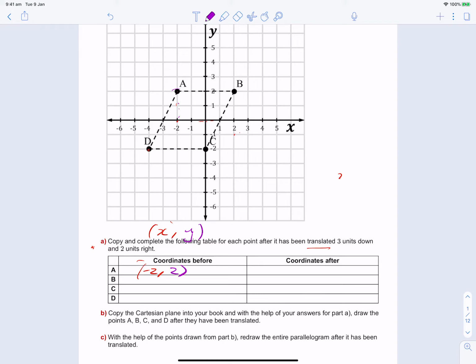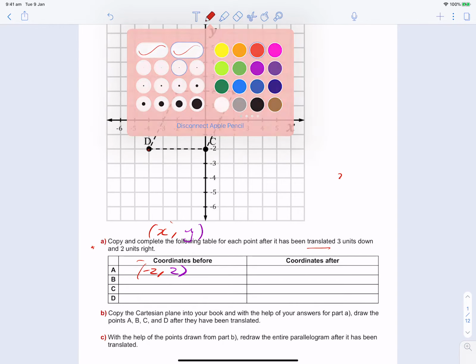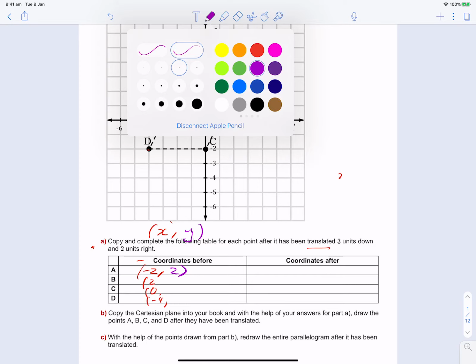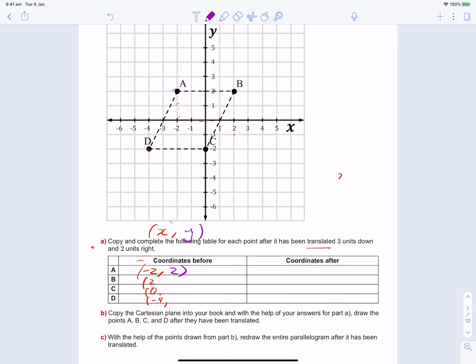Hopefully we're pretty familiar with this. So I'll just fill in my points here. B is 2 on the x-axis. C is 0 on the x-axis. And D is -4 on the x-axis. You can do them one at a time, or you can do them like this. I'm just doing it this way because it makes it easier because I don't have to swap pens.